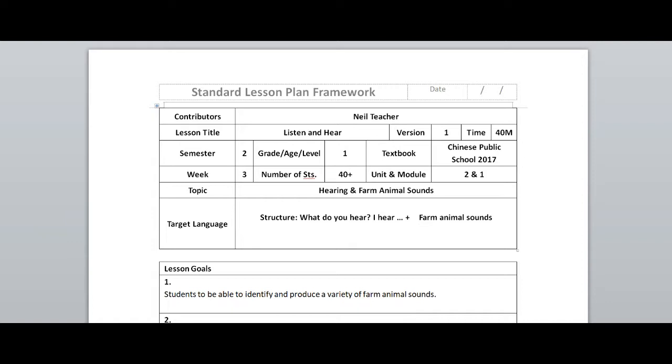So that leads into my target language. And my target language is twofold. I want them to understand and use the structure, "What do you hear? I hear blah, blah, blah," plus the farm animal sounds.